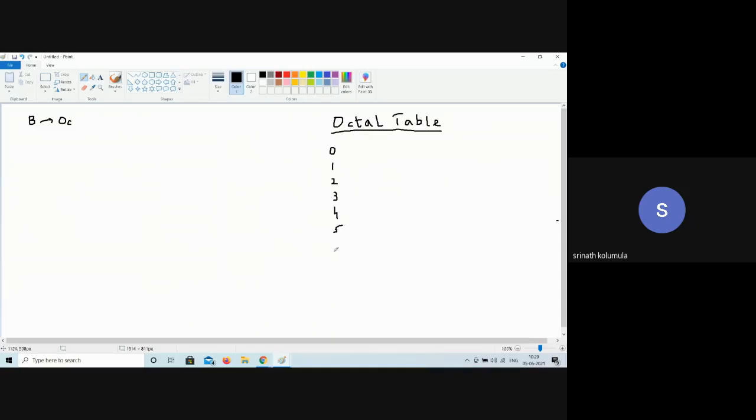Okay, 6 and 7. 0 to 7 only. 8 is not there. Octal, totally 8 values, 0 to 7. So what I'll do is, see here now, I'm drawing a line.